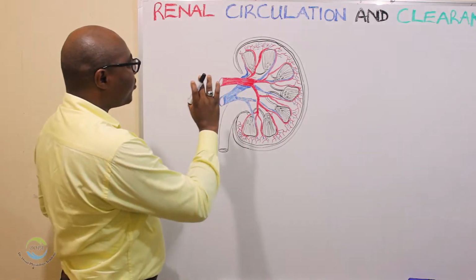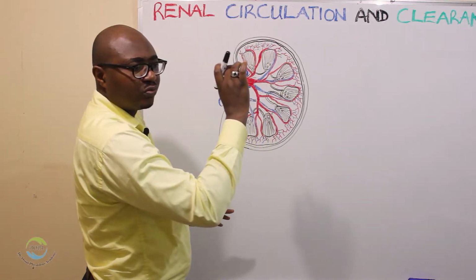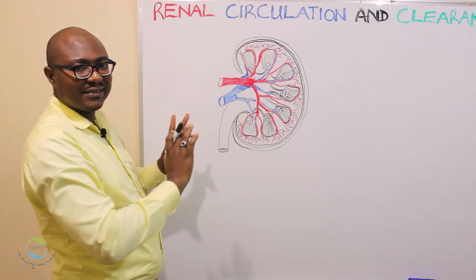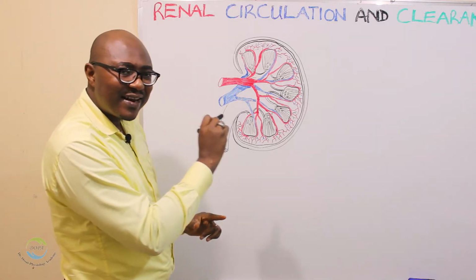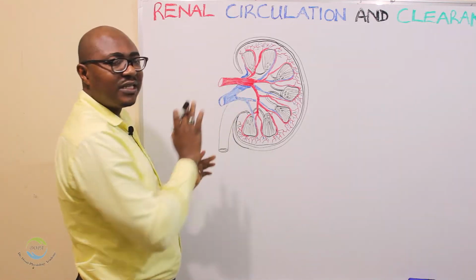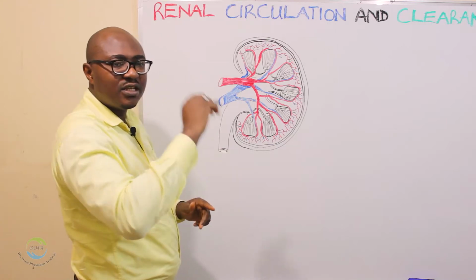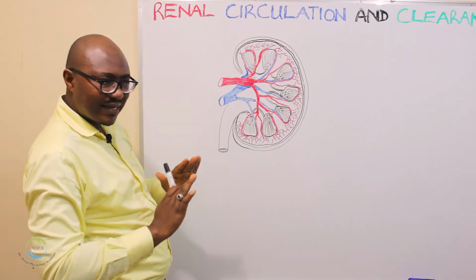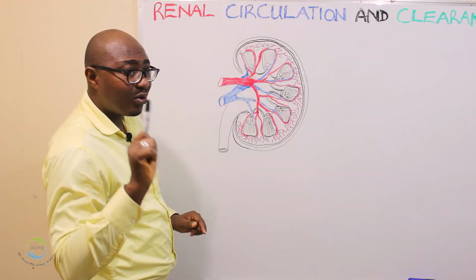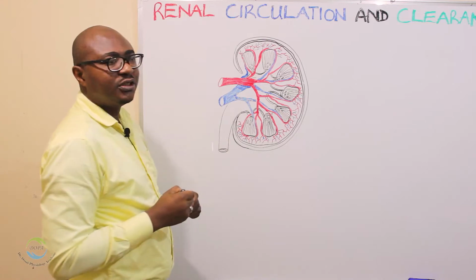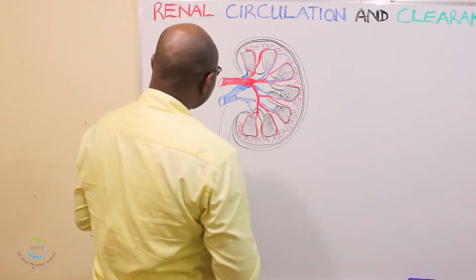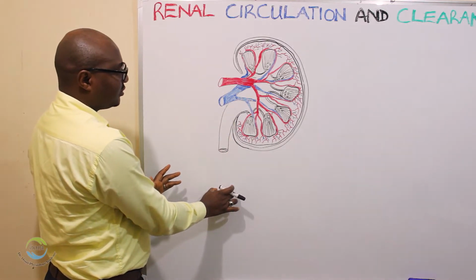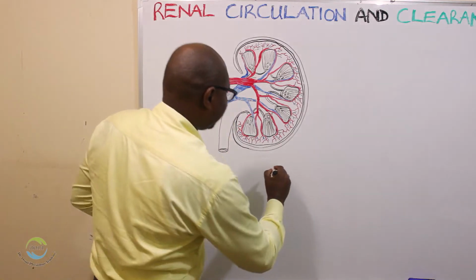So, renal blood flow is the first step. You need to understand it because anything that affects the renal blood flow, the blood that flows into the kidney, will affect urine formation. Let that sink into your mind. Anything that affects renal blood flow will affect urine formation. So now when urine is excreted, it's a product of this.